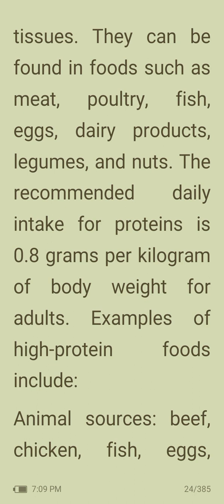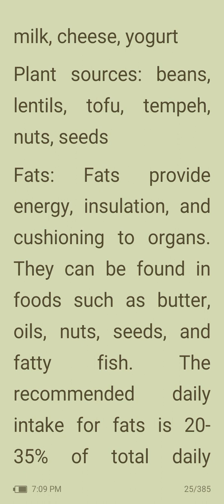Examples of high protein foods include animal sources like beef, chicken, fish, eggs, milk, cheese, yogurt. Plant sources: beans, lentils, tofu, tempeh, nuts, seeds. Fats provide energy, insulation, and cushioning to organs. They can be found in foods such as butter, oils, nuts, seeds, and fatty fish.